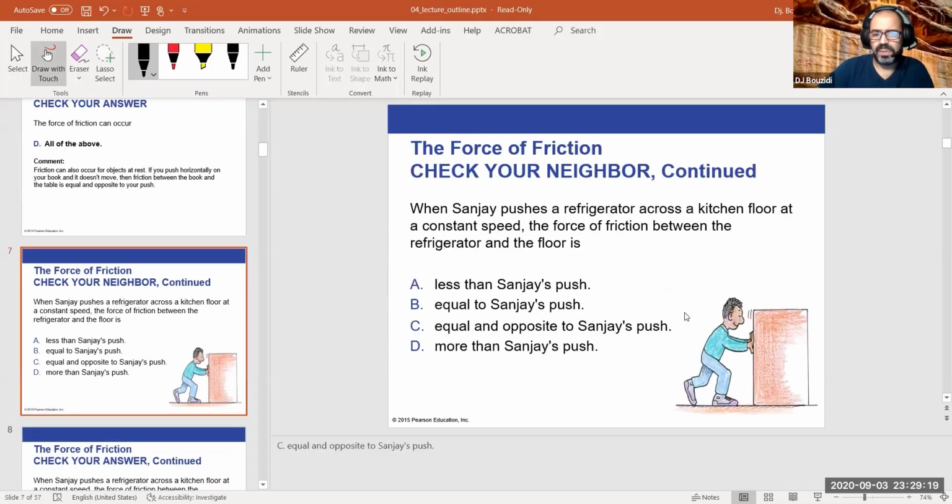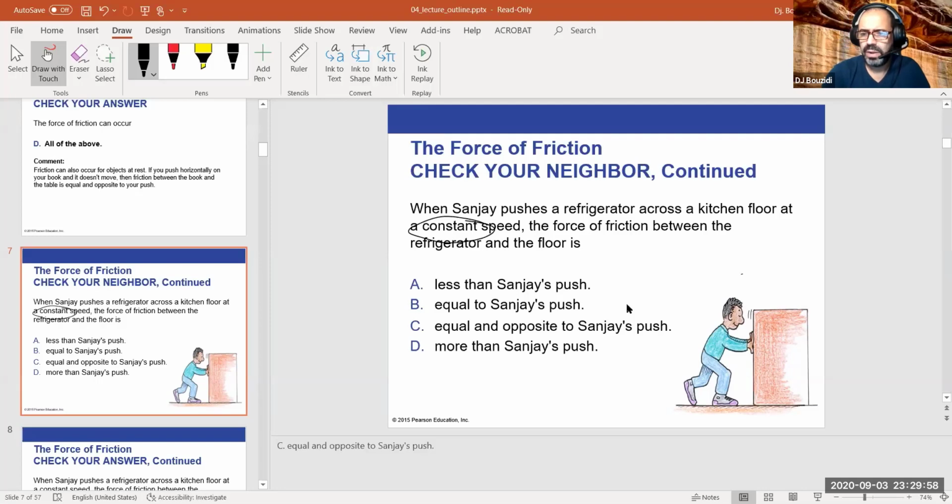So I just gave the example of here in this case, the crate. When Sanjay pushes a refrigerator across a kitchen floor at a constant speed, the force of friction between the refrigerator and the floor... Here the key word to look for is this: constant. If the refrigerator is accelerating, then that's not the same. If the refrigerator is decelerating, that's not the same. But it's constant speed, that means the net force is zero.